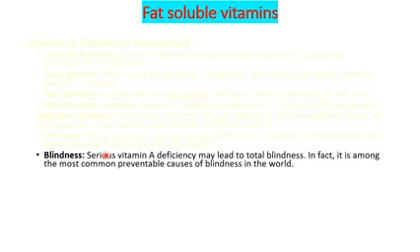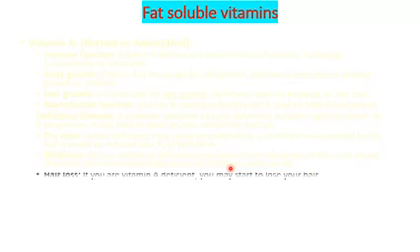Blindness: sometimes serious vitamin A deficiency can lead to total blindness. In fact, it is the most preventable cause of blindness in the world. Probably when there is some malnutrition or insufficient nutrition, as in the case of Africa, these symptoms can be seen. It leads to hair loss. Vitamin A deficiency may start to give a hair loss problem.